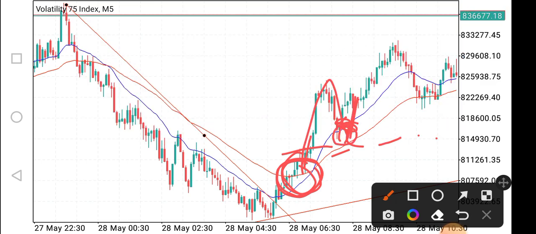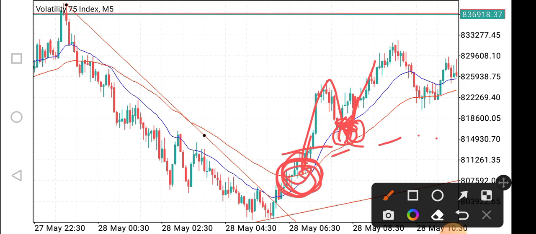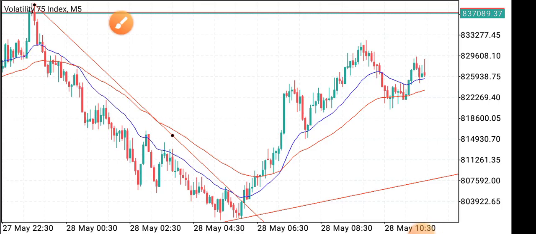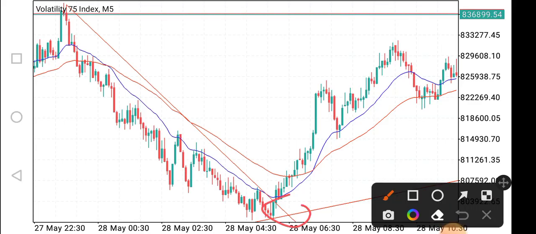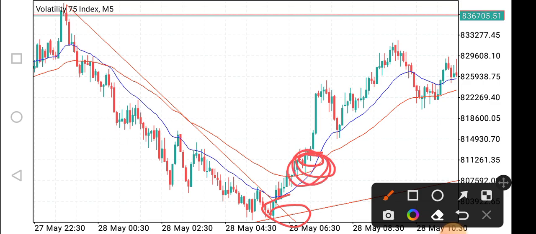You take your entry. Are you getting me? You take your second entry. If you miss this first entry here, maybe after the trend line, you miss your entry on this trend line here. The second entry will be here once the candle closes above EMA 50 and 21.